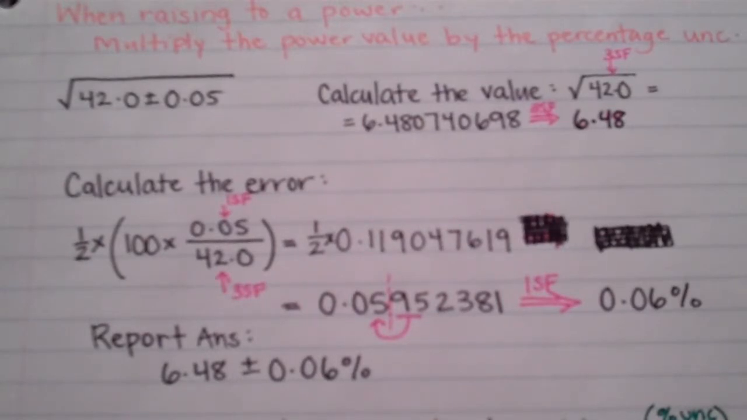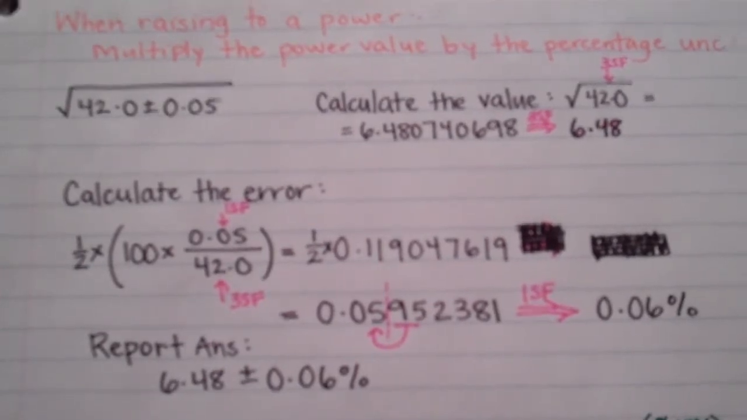So the 0.0, neither of those numbers are significant. The 5 that's in the hundredths spot is significant to me. So I need to look at the value that's directly behind the 5 to see if I need to round up or not. And it is a 9, so I do have to round up. So my percentage error is going to be 0.06. And I can report my answer as my value plus or minus my percentage error, so 6.48 plus or minus 0.06%.